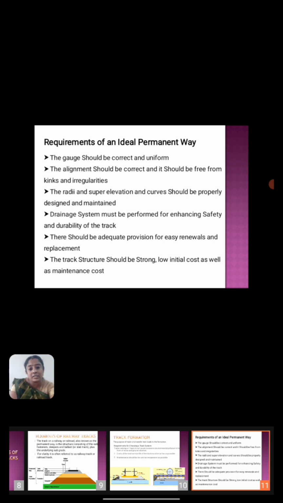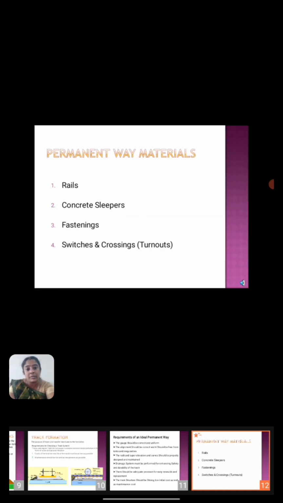The structure should be strong, with low initial cost. When compared to other modes of transport, track formation is the easiest and most economical one. We choose these permanent way requirements. So what are the permanent way materials behind that?